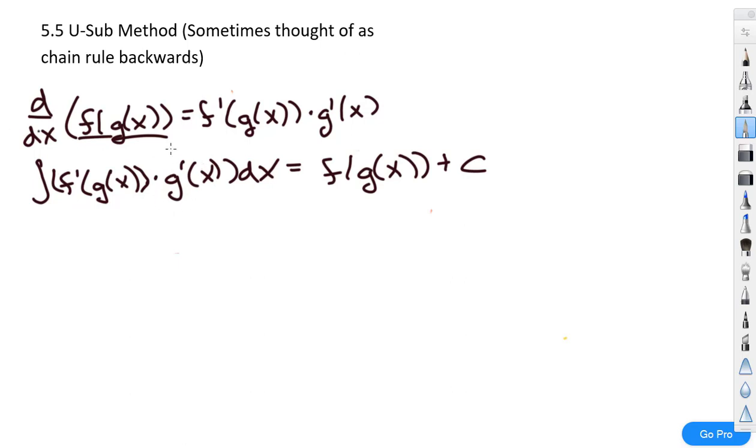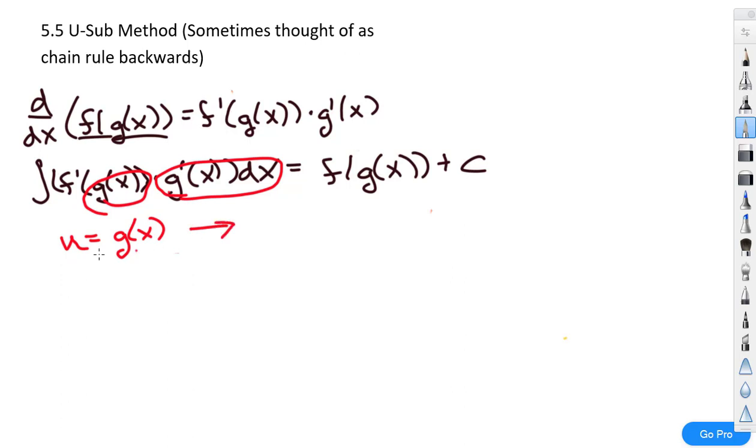Now, to make this job just a little bit easier for us, instead of calling it g of x, we're going to say, hey, let that equal u. Now that's not enough, because if I replace this with u, what am I going to replace this stuff with? Because that's still in terms of x, and it'd be really cool if I didn't mix my variables together.